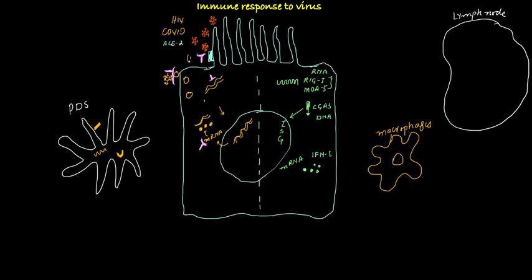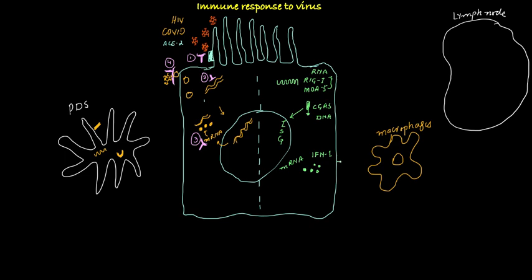So if you see 1, 2, 3, and 4, all these are different functions performed by interferon alpha and beta that are produced as a result of RIG1, MDA5, or cGAS activation.